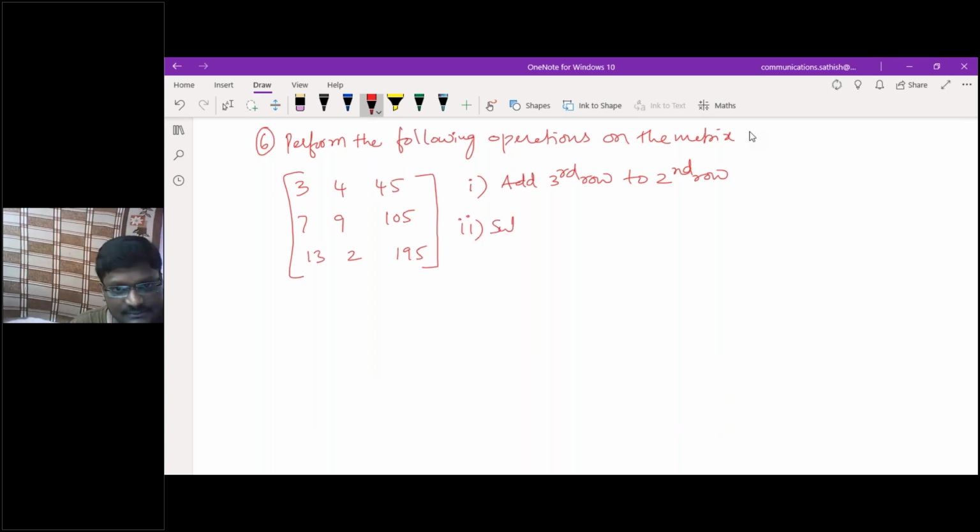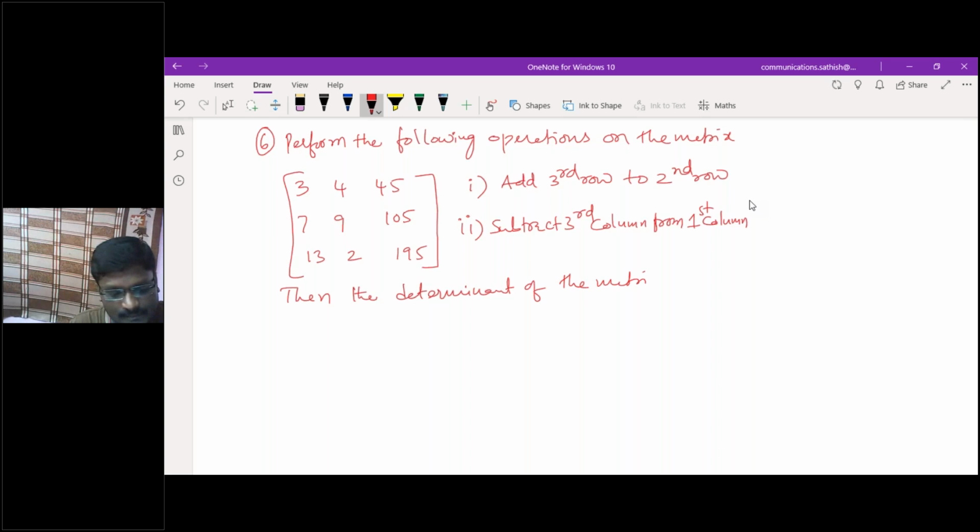The second operation is subtract the third column from the first column. So if I am performing all these, then the determinant of the matrix is what? This is the question.